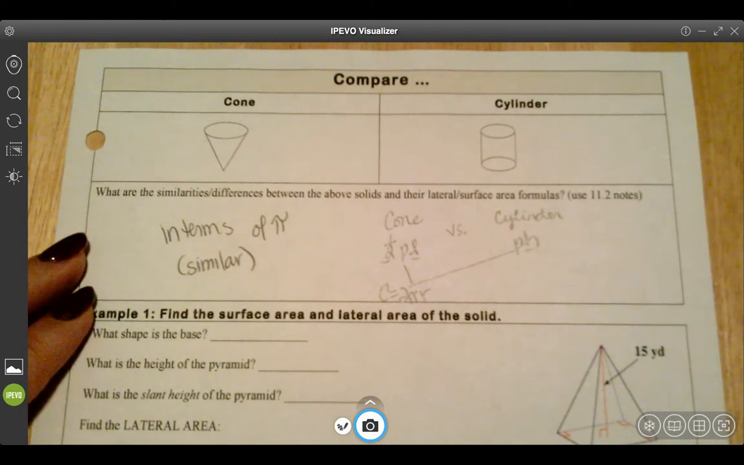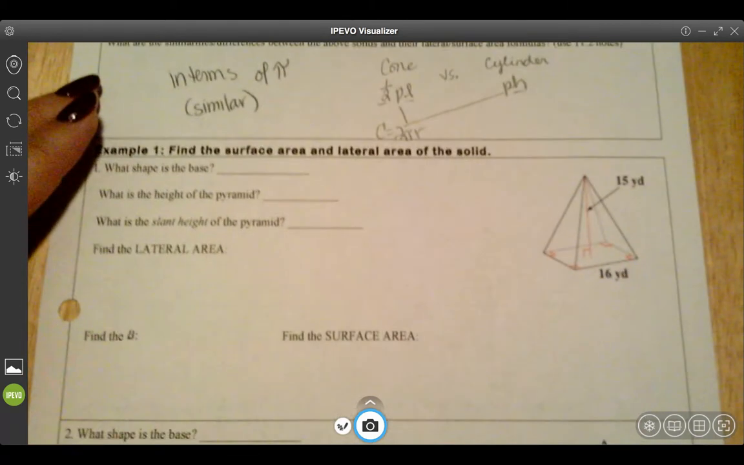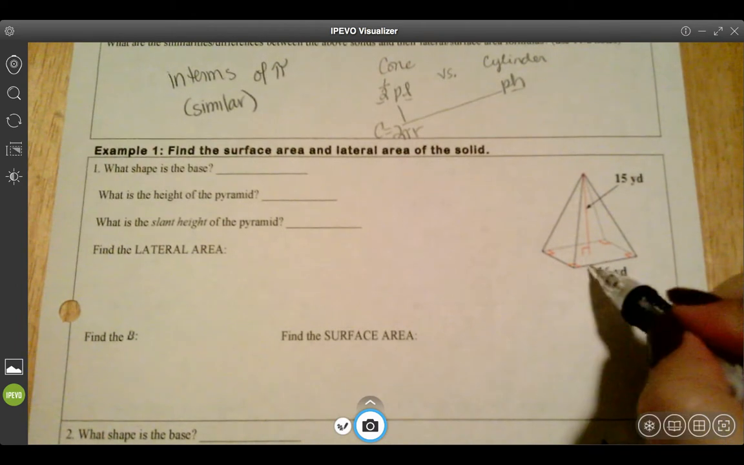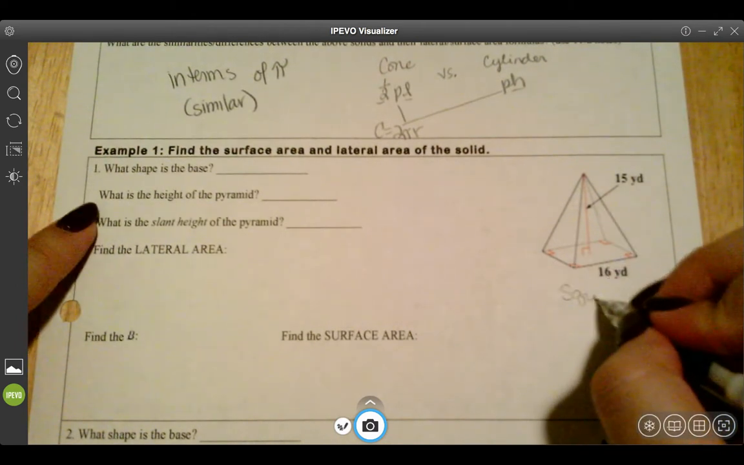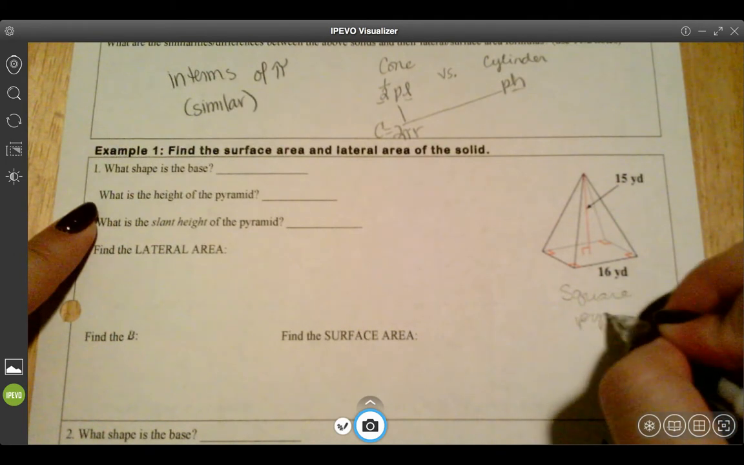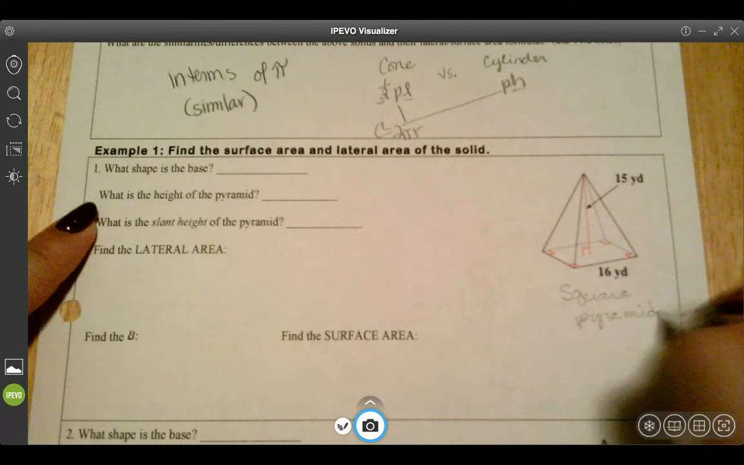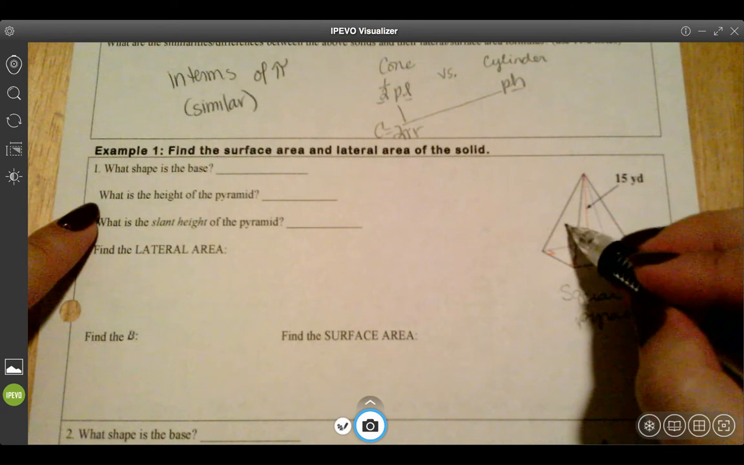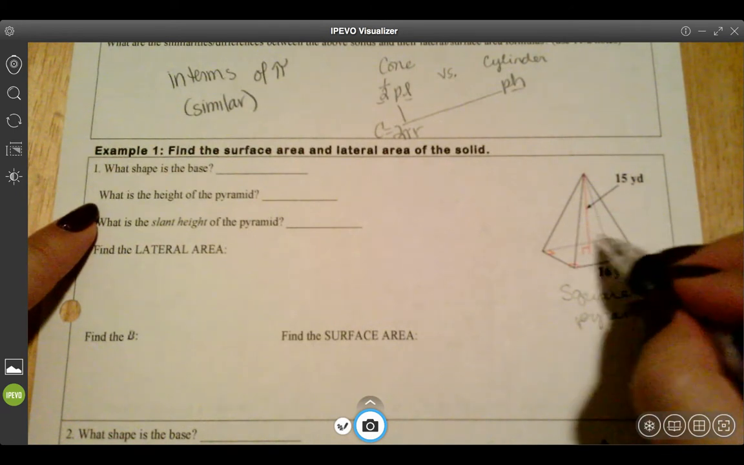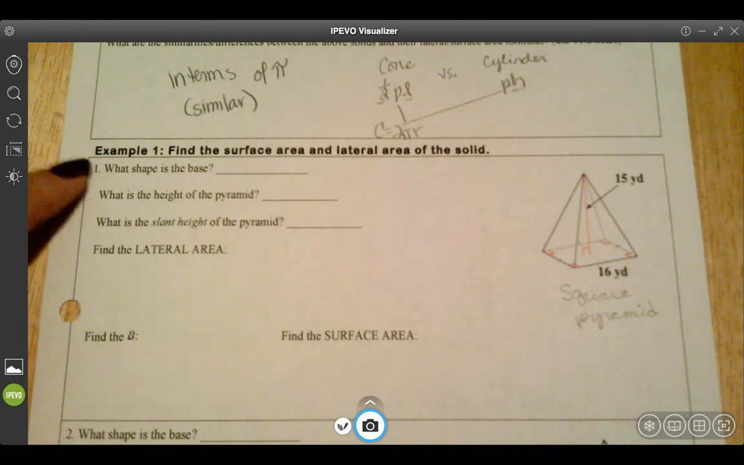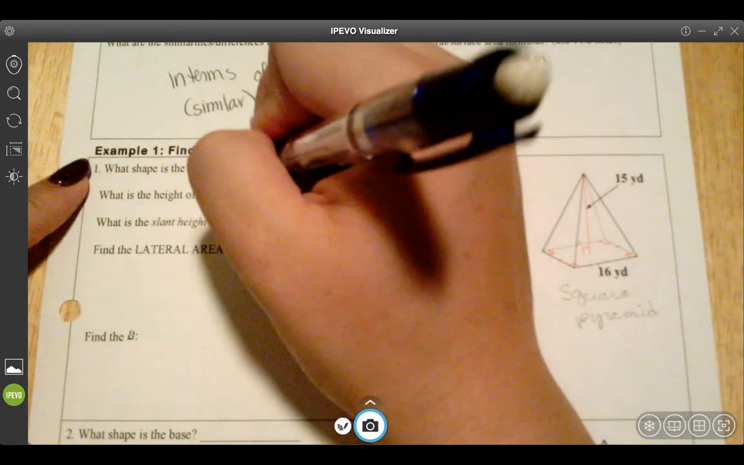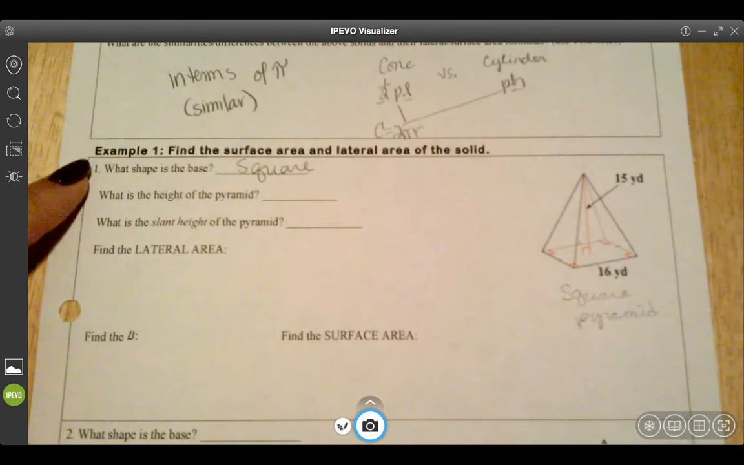So let's look at an example. For this example, we have a square pyramid. I know that it's a square pyramid because all of my lateral faces are congruent, which means that all of these are also congruent. So what shape is the base? It is a square. What's the height of the pyramid?